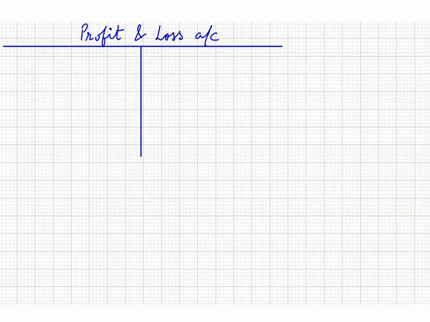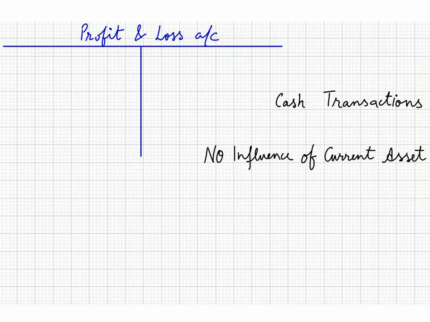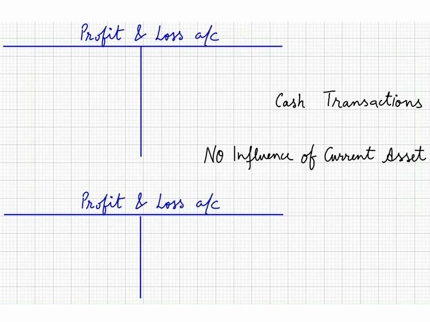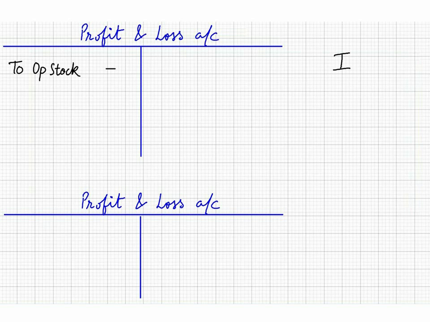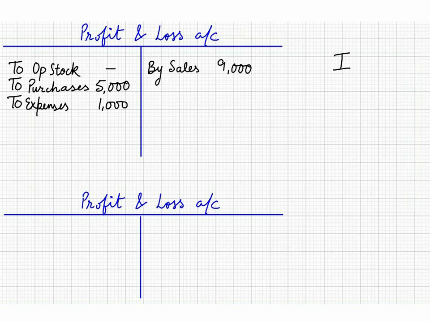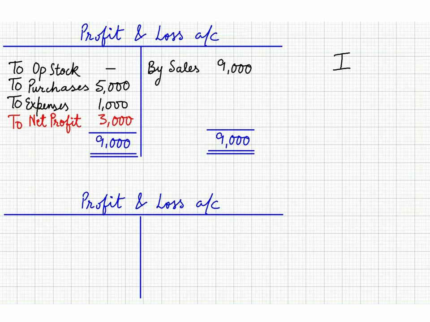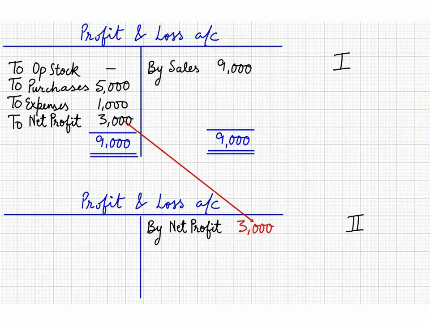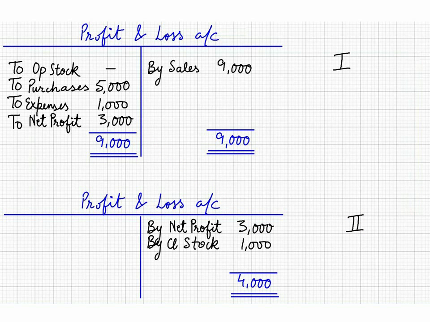So let me prepare this income statement again in two parts. In the first part, I will take only cash transactions and no influence of closing stock or current asset. Then I'll make part 2. Profit and loss account, part 1. Opening stock 0, purchases 5,000, expenses 1,000, and on the credit side sales 9,000. So the net profit is rupees 3,000 and the total on both sides is 9,000. Part 2. By net profit 3,000, by closing stock 1,000, and net profit is 4,000.